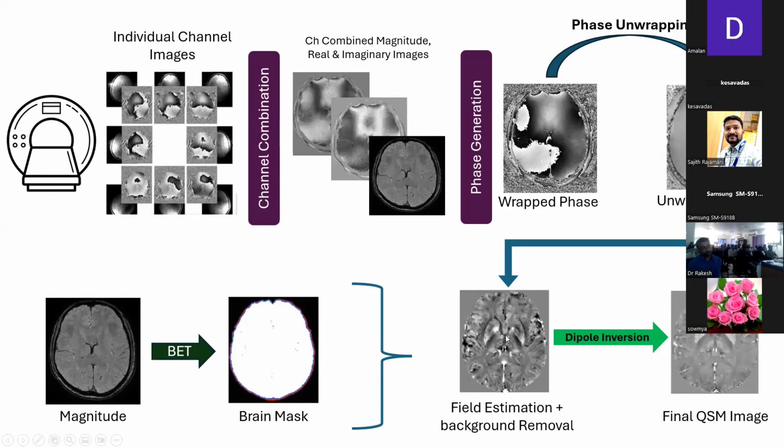After phase unwrapping, the next step is to do the field estimation. This is done using all echoes after removing the background field. We will pass this information through an algorithm called dipole inversion to generate the final QSM image. The only purpose of the magnitude image is to create a brain mask, so that we can suppress the areas outside the brain. So let's see how all these individual processes work exactly.